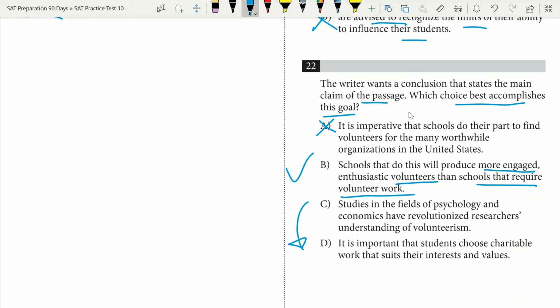All right, so let's take a look at C and D. Studies in the field of psychology and economics have revolutionized researchers' understanding of volunteerism. Nope, that's not the main topic. D, it's important that students choose charitable work that suits their interests and values. Also not the topic. B is our correct answer. So if you ever find yourself in a situation like that where you're 90 or 95% certain, but you don't know for sure, it's okay to go ahead and read on to these other two. But if you do find yourself 100% sure on an answer choice, just go ahead and circle it and move on. Answer it and move on.